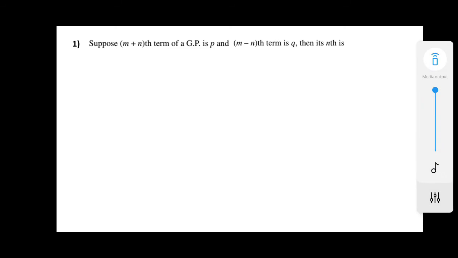Suppose the (m plus n)th term of a GP is P, and the (m minus n)th term is Q, then its nth term is: option A, square root of PQ; option B, P into (Q by P) whole to the power m by n; option C, P into (Q by P) whole to the power m by 2n; option D, square root of P by Q. So we will check which is the right option by taking the solution.